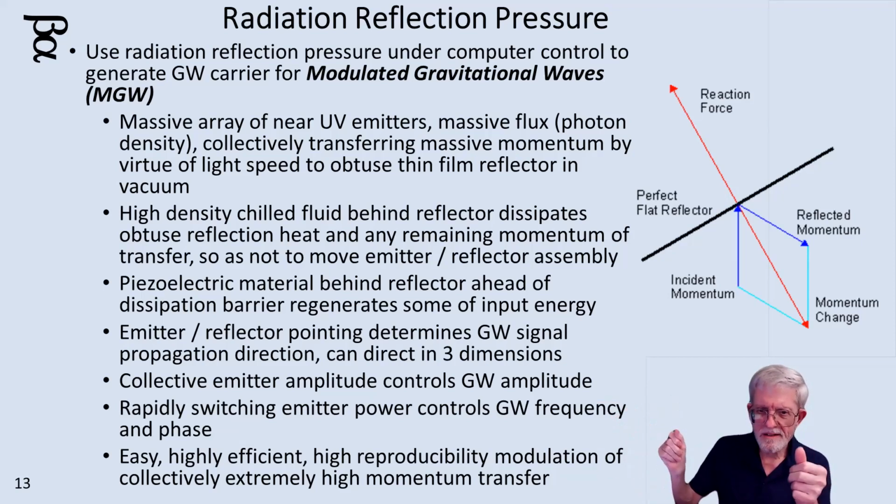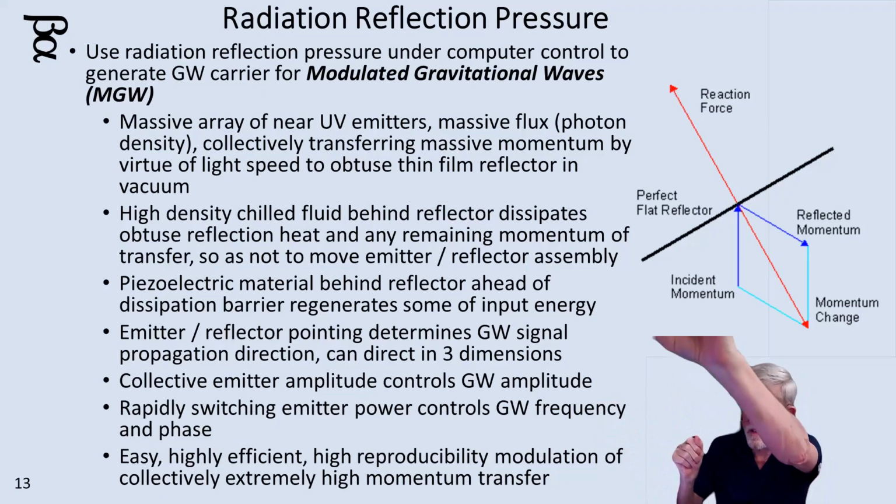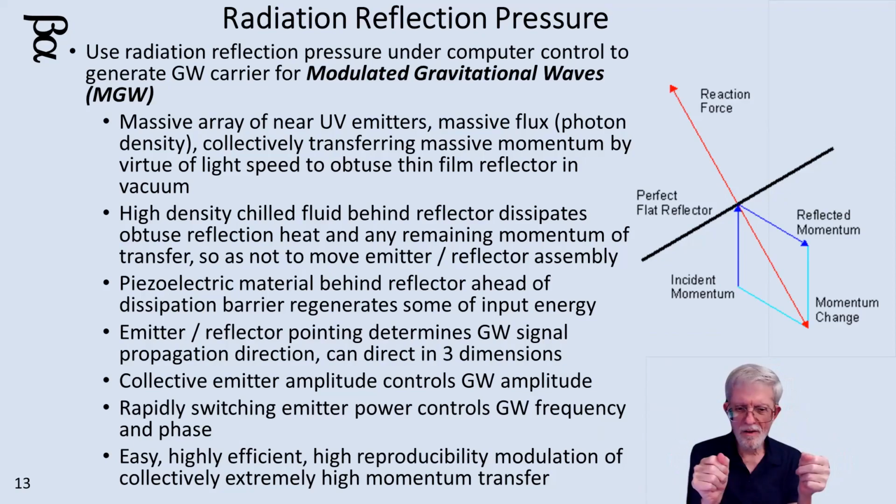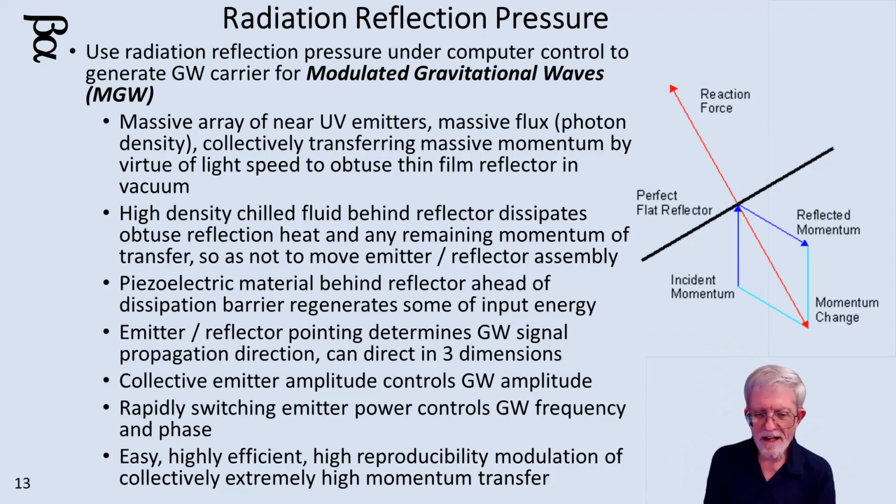But the reflector is kind of a flat panel. If you want to project the gravity wave in a specific direction, you have to be able to move that reflector panel in 3 dimensions, be able to send the signal. And you need a way of rapidly switching the power on and off of your emitters, your photon producers.